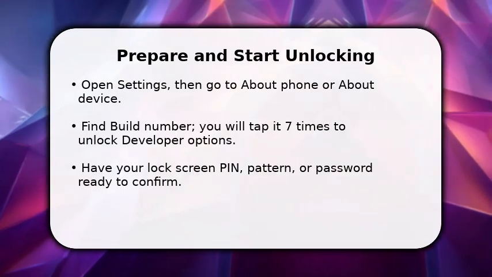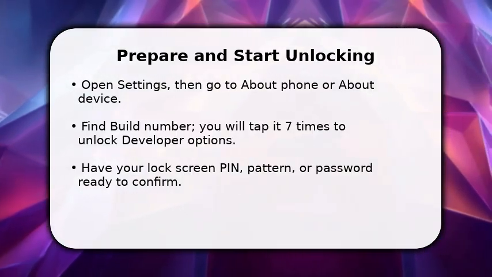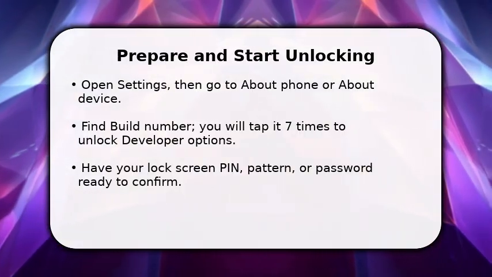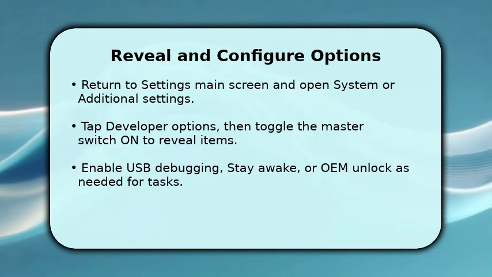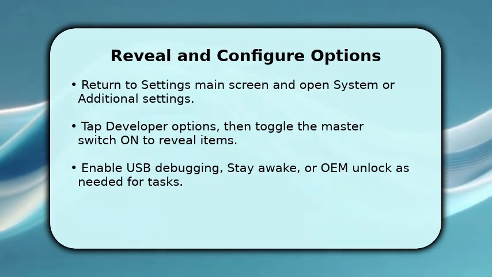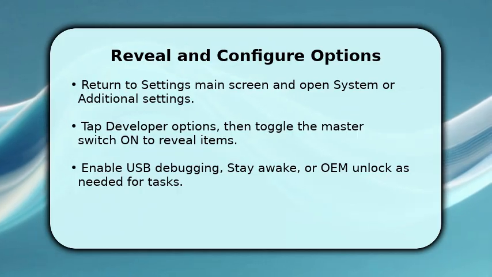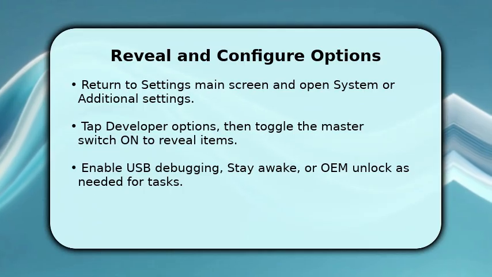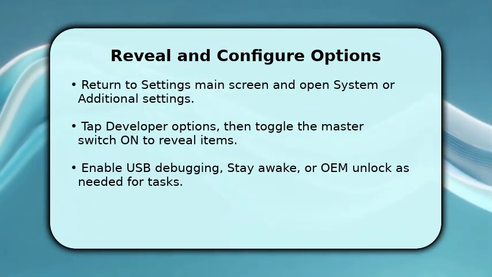This unlock step exists to prevent accidental access, so make sure you're ready before you tap and don't skip the confirmation when it appears. Once done, go back to the main settings menu, then into System or Additional Settings where Developer Options now appears. You'll toggle the master switch on. This makes the full list of controls visible.